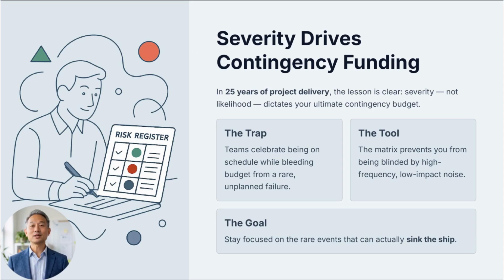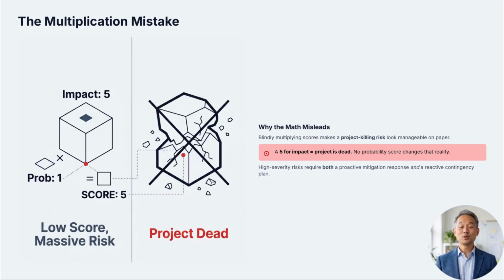In my 25 years of project delivery, I have learned that severity always dictates your ultimate contingency funding. Not just the likelihood. I have watched teams celebrate being on schedule while their bank accounts bled out because they didn't account for the high cost of a rare failure. If you are preparing for a professional certification exam, remember that the matrix is your primary tool for visualization. It prevents you from being blinded by the high-frequency, low-impact noise that distracts you from the rare events that can actually sink the ship. Here's what most people get wrong.